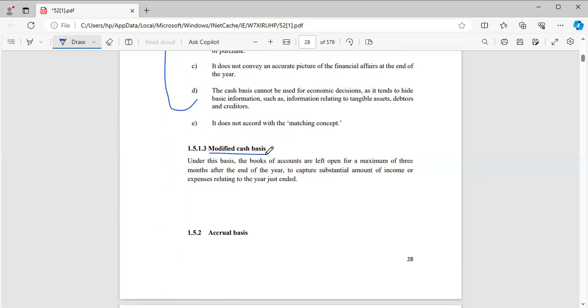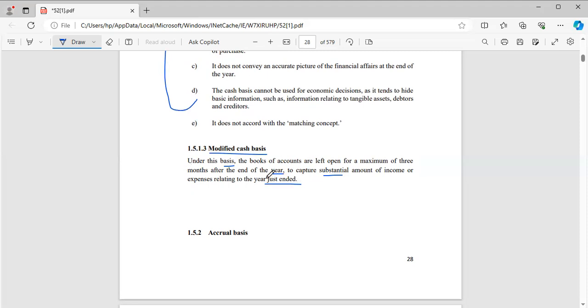Then we have the modified cash basis. Under this basis, the books of account are left open for a maximum of 3 months after the end of the year to capture substantial amounts of income or expenses relating to the year just ended.